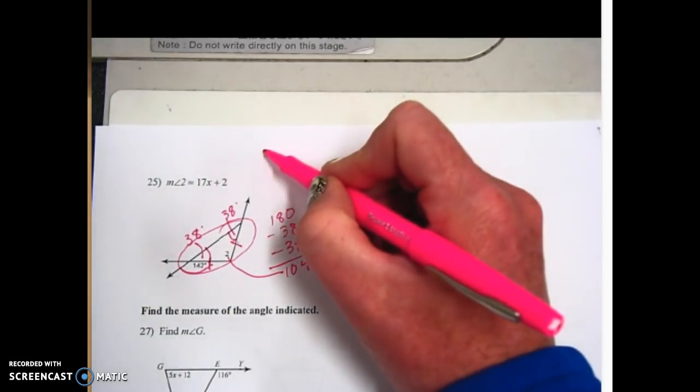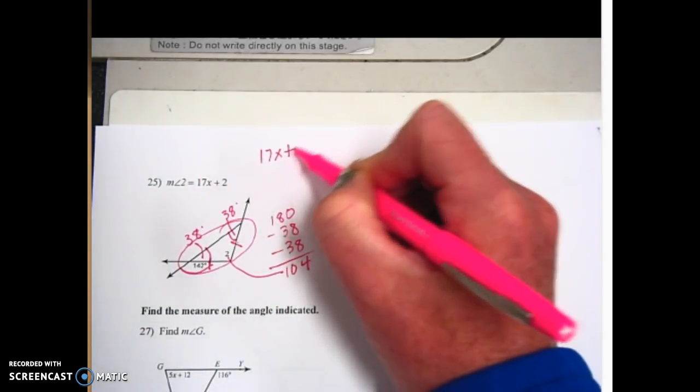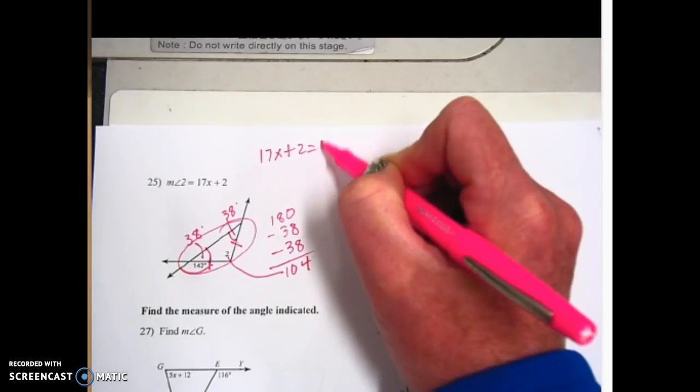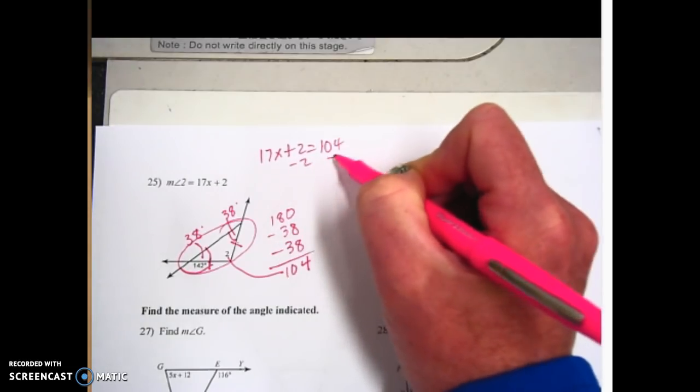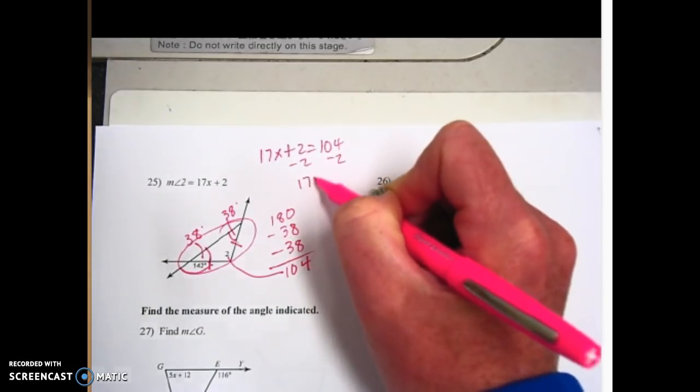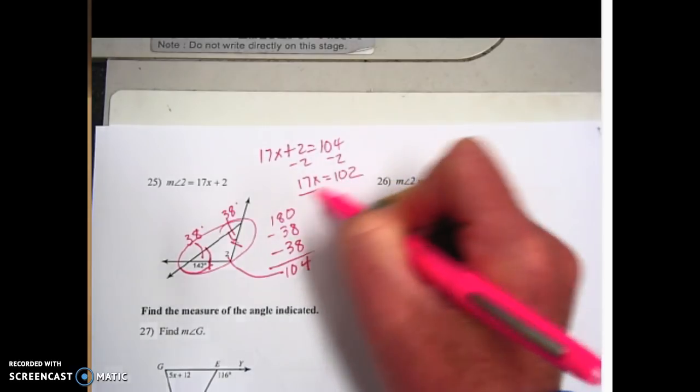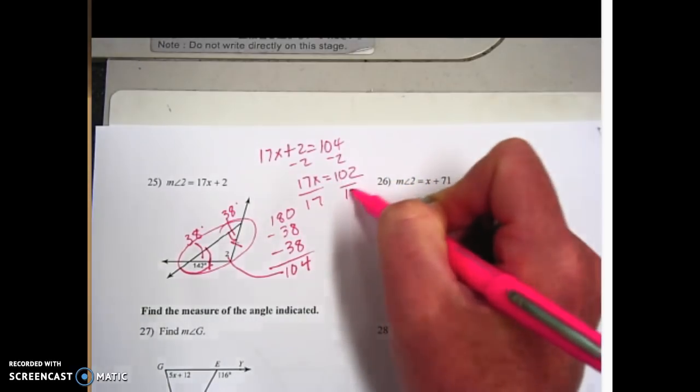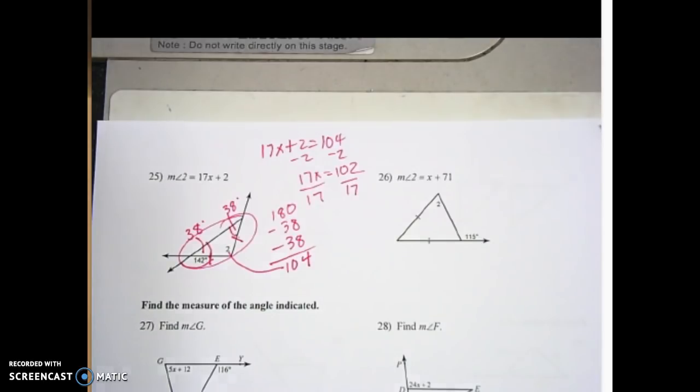So we're going to take 17x plus 2, set it equal to 104. Subtract 2 from both sides. Divide both sides by 17. And 102 divided by 17 is 6.